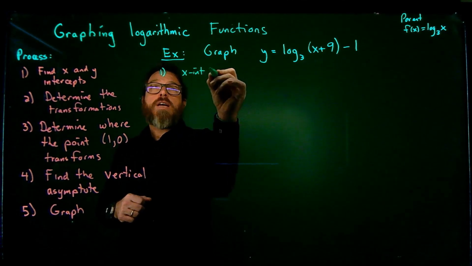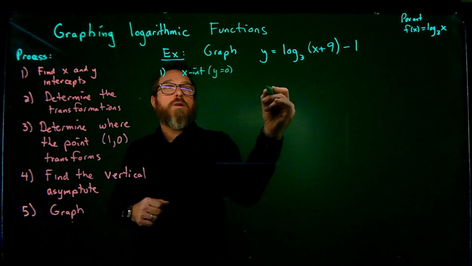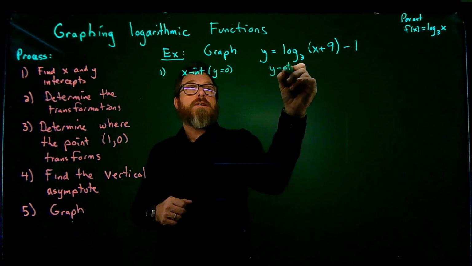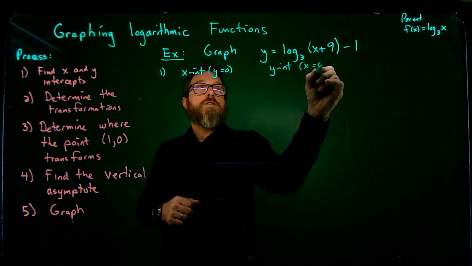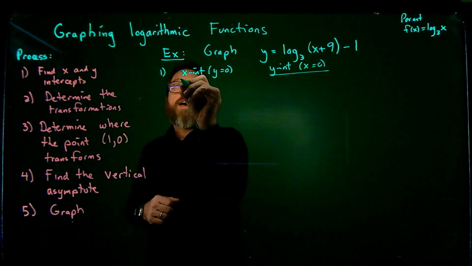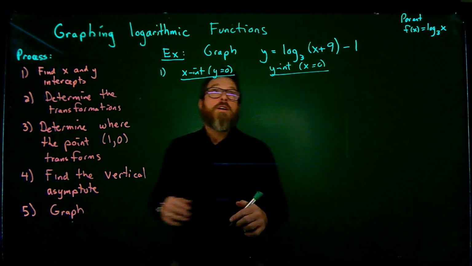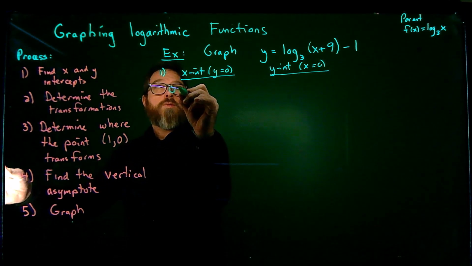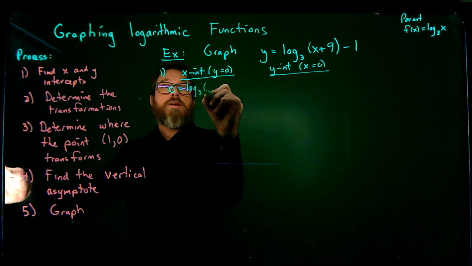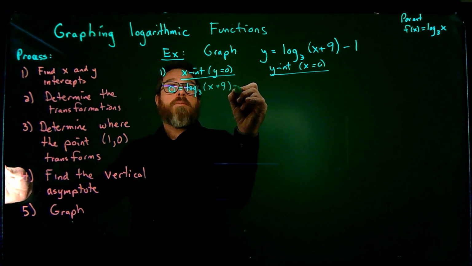Well, the x-intercept happens when y is equal to 0, and the y-intercept happens when x is equal to 0. When you find an x-intercept, you're going to have to do algebra, and when you find a y-intercept, you're going to have to evaluate. So plug in y equals 0: 0 is equal to the log base 3 of (x plus 9) minus 1.